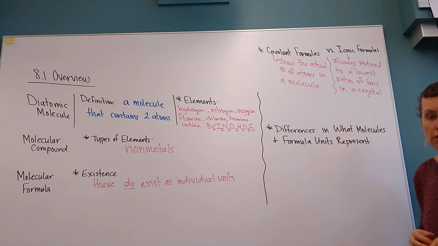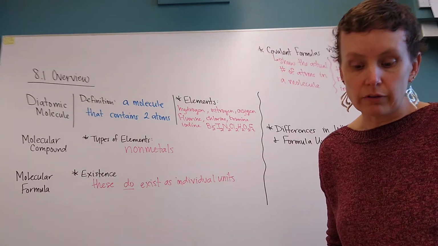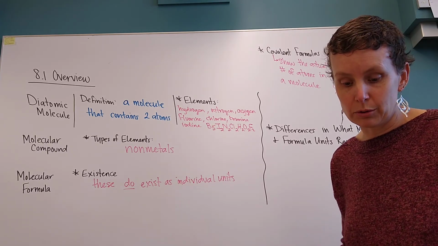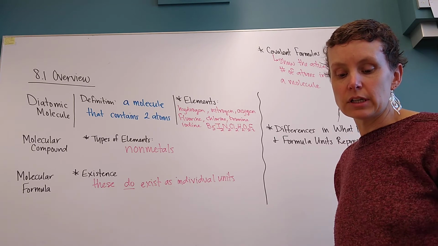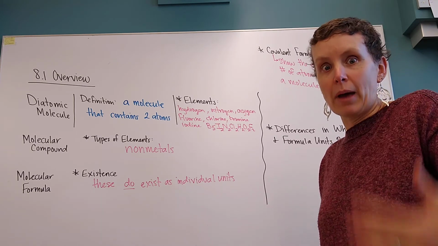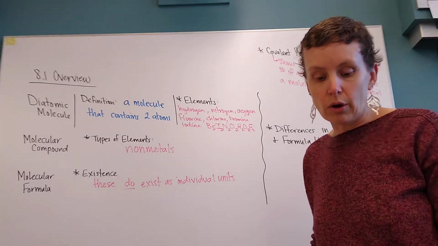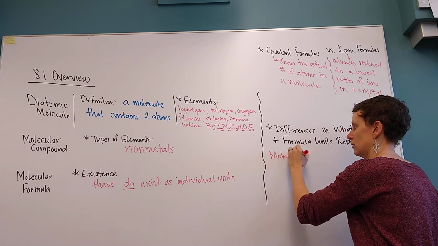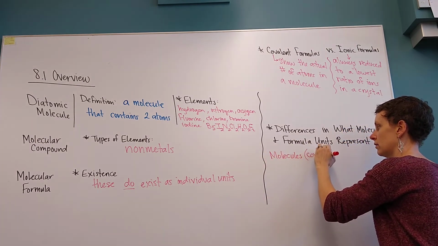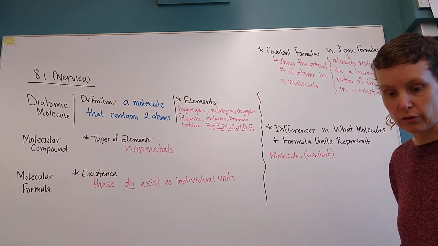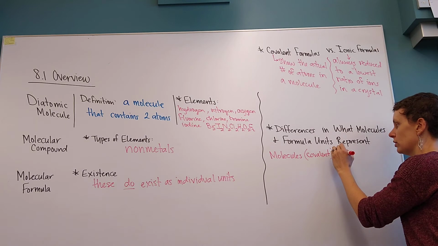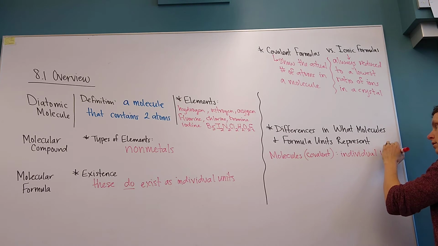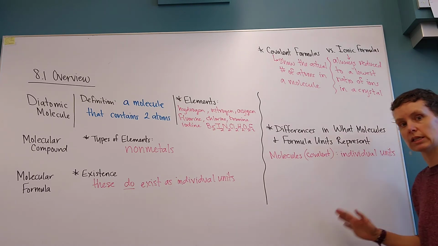Okay? So skipping down a little bit, we've got the representative unit for a molecular compound. It's a molecule. For an ionic compound, it's a formula unit, which you know how to abbreviate. It's FU. Okay? Now, differences in what those represent. Again, this is kind of repetitive, but it's going to help you remember. Okay? So, molecules, again, these are covalent. Those represent covalent compounds, and they are individual units. They do exist by themselves.